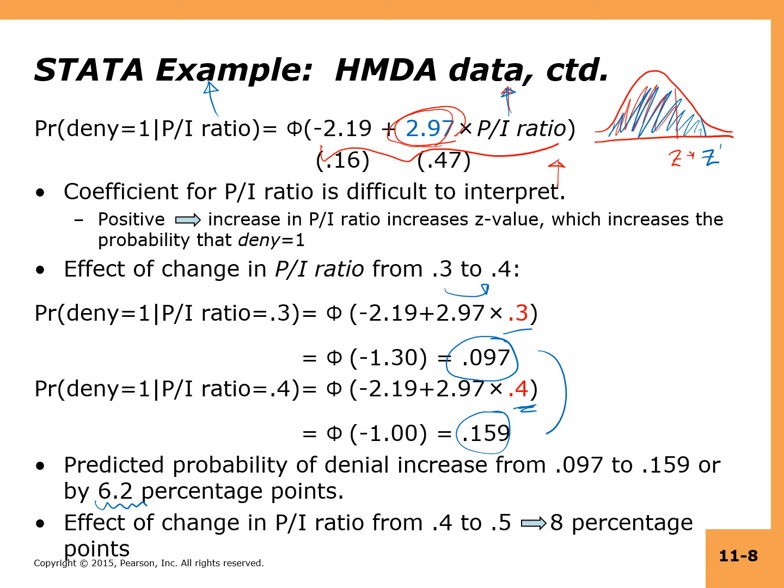Also, if you were to calculate the effect of change in PI ratio from 0.4 to 0.5, you get that the probability of being denied actually increases by 8 percentage points. So as you can see, because Probit is a nonlinear function, even though x changes by 0.1, how much y changes actually differs depending on what the starting point is. So in this case, if x increases from 0.4 to 0.5, change in y is greater than if x changes from 0.3 to 0.4.